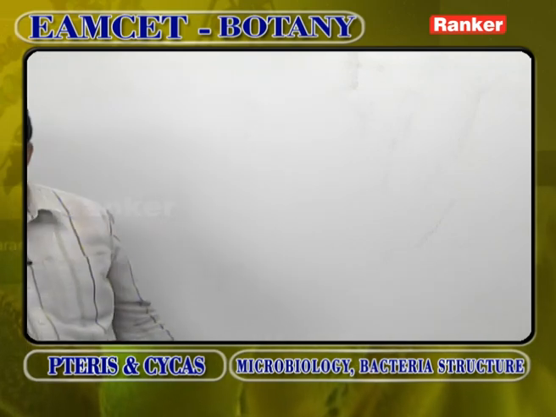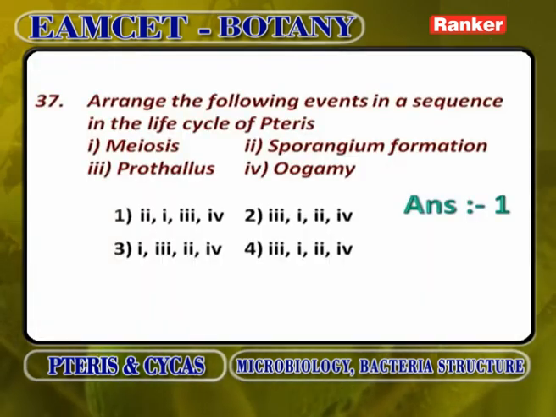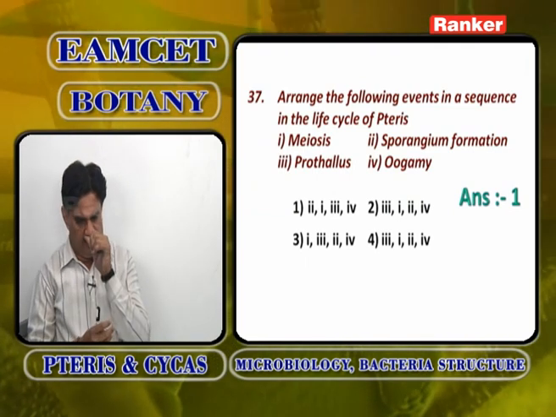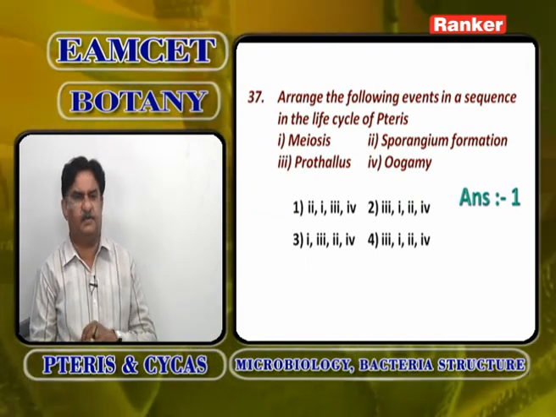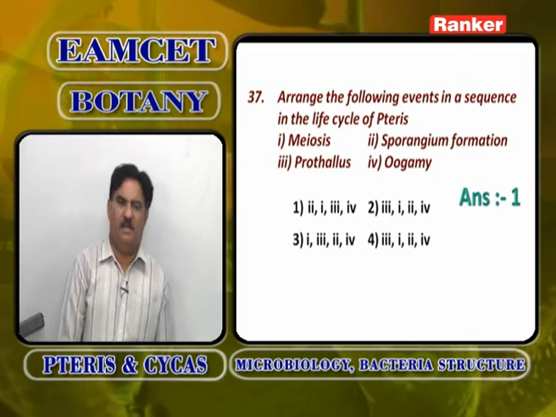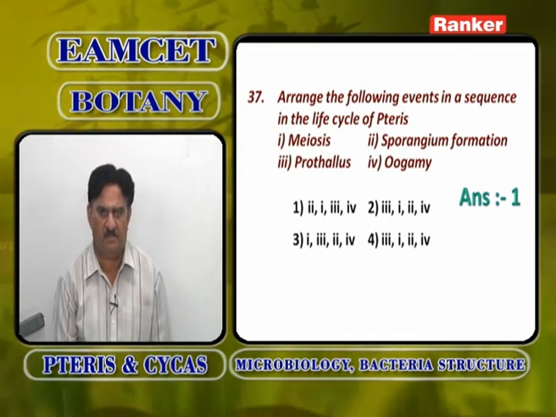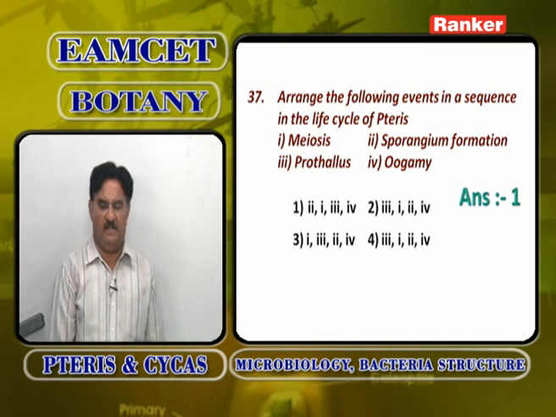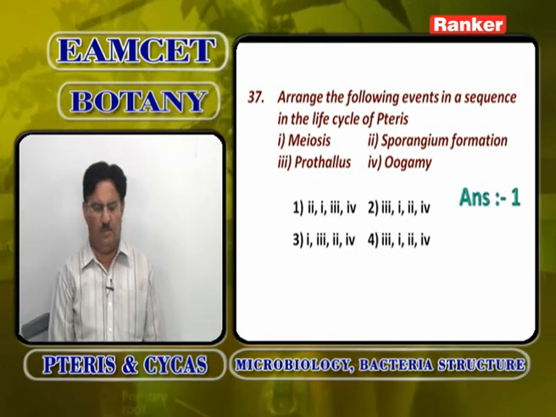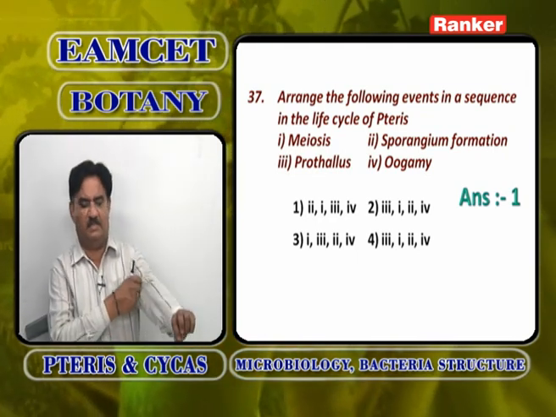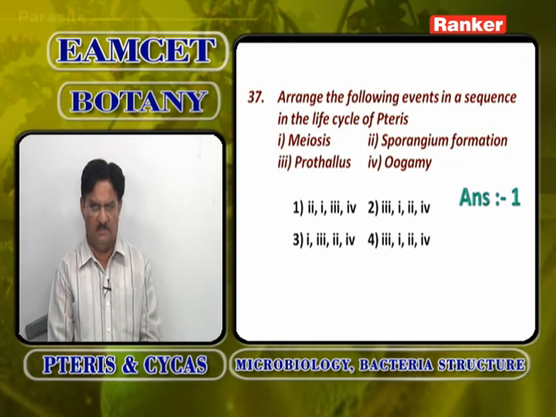That is, the answer is 2, 1, 3, 4. Because first sporangium formation, then meiosis, then spores germinate to produce the prothallus, then the prothallus produces male and female reproductive structures, and finally oogamy takes place in sexual reproduction. So, 2, 1, 3, 4 is the correct sequence in the life cycle of Pteris.